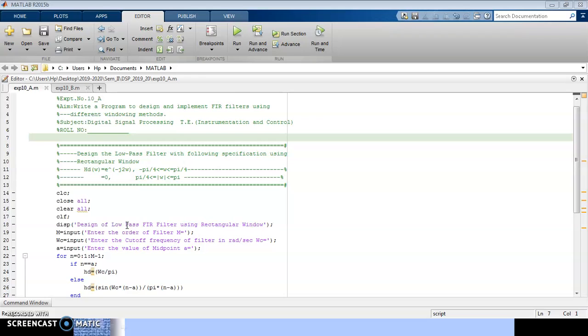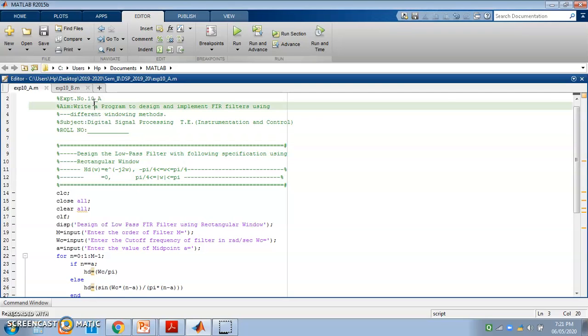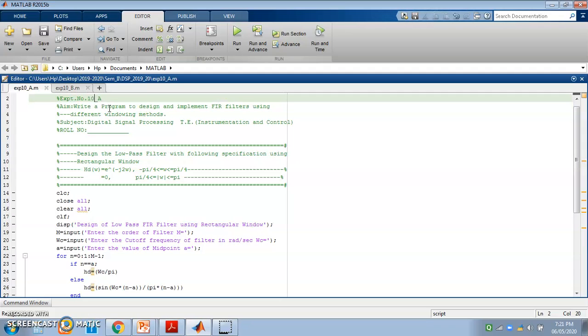So let us consider the MATLAB. Here we are having the 10th experiment. I have divided it into two parts. The first part, that is experiment number 10A. Here I am going to write the program to design and implement a FIR filter using different windowing methods, and here I am going to design the low pass filter with the following specification and using rectangular window. So we have seen the solution of this particular problem statement just before.